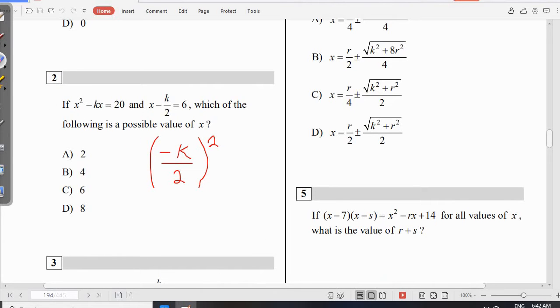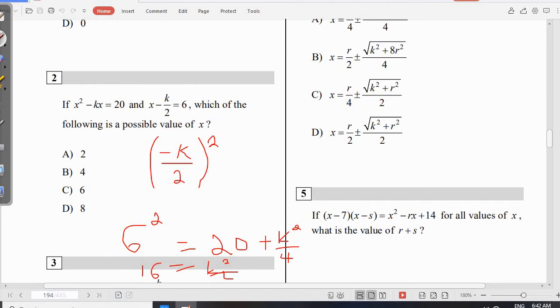So we have 6 square is equal to 20 plus k square over 4. Now this is 36 here. Move 20 to the other side. You have 36 minus 20. 36 minus 20 will give you 16. 16 is equal to k square over 4.